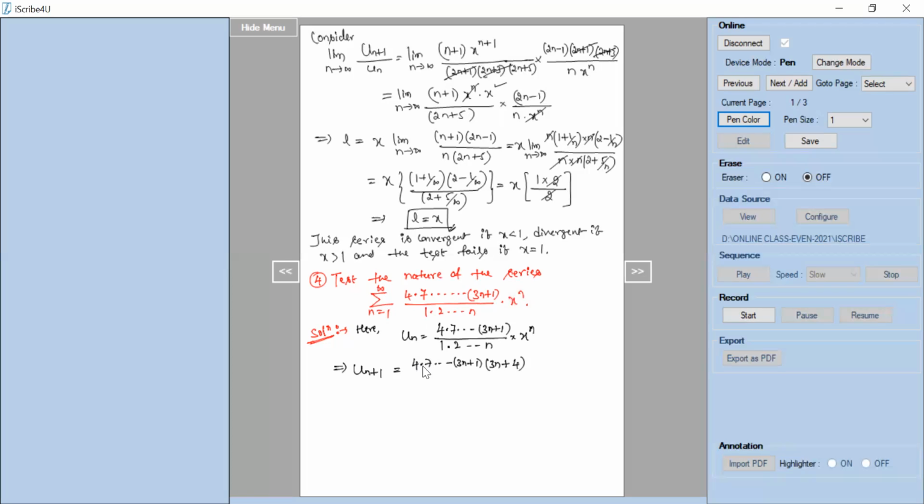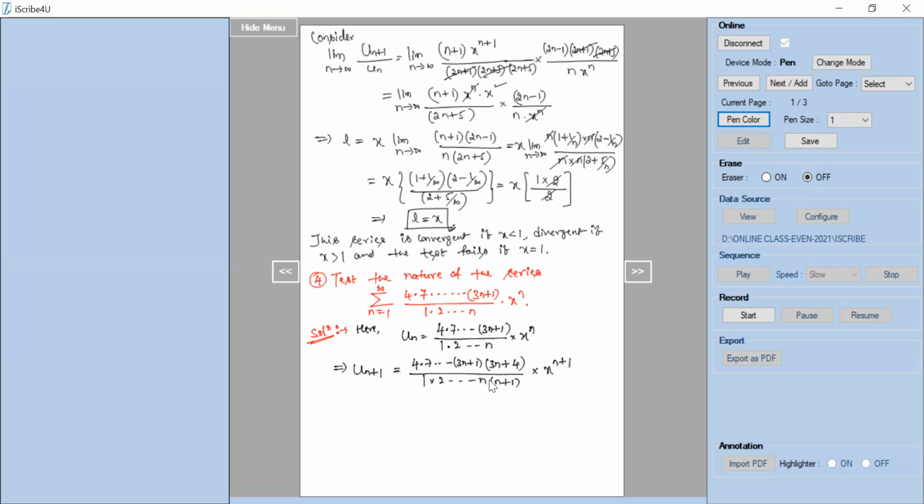So the (n+1)th term means the nth term plus the next term. In the denominator, again it is the same, 1 into 2, etc. up to n, and its next term is n+1. This is the term up to (n+1) into x to the power n+1. This is a carryover series. When it comes to a carryover series, we have to retain this term as it is. The nth term will include this one also, and the (n+1)th term will include this term and its next term also. But x to the power n is a variable, so I can write x to the power n+1 directly here.